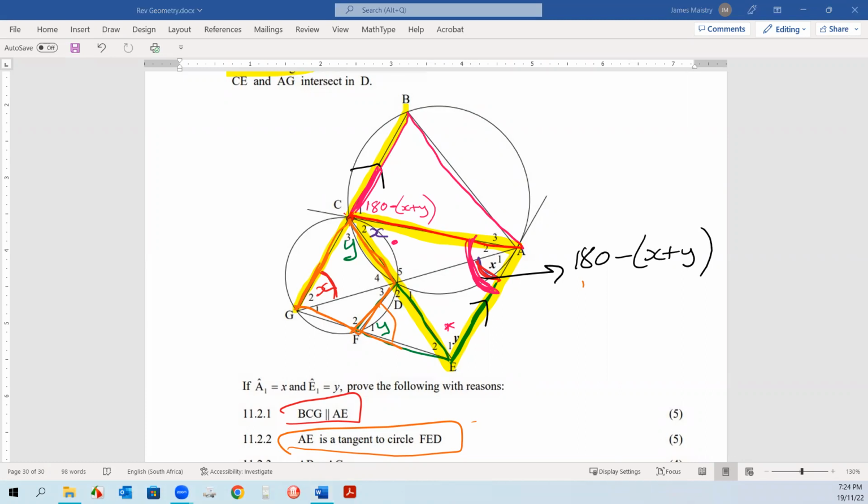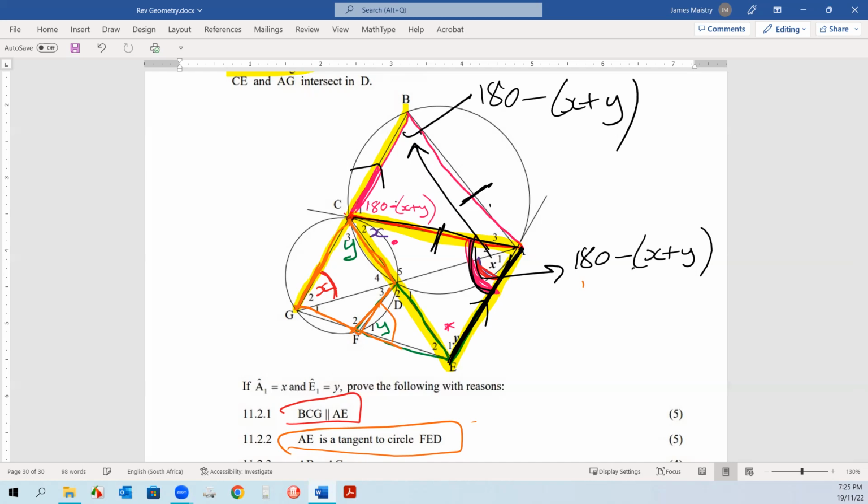Yes, sir. Right. Now, there's a tan. This is the tangent. Remember, that's a tangent. That's a chord. So this angle here, because of tan chord theorem, will be equal to this angle, which is now 180 minus X plus Y. Got it? Yes, sir. And therefore, because these two angles are equal, therefore the sides will be equal, and the reason will be sides opposite equal angles.